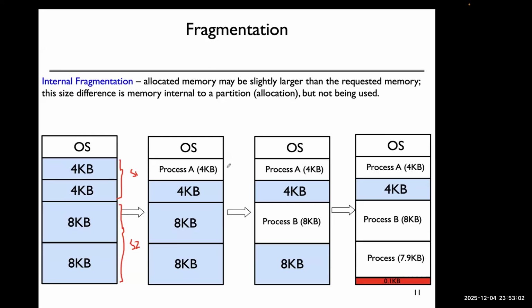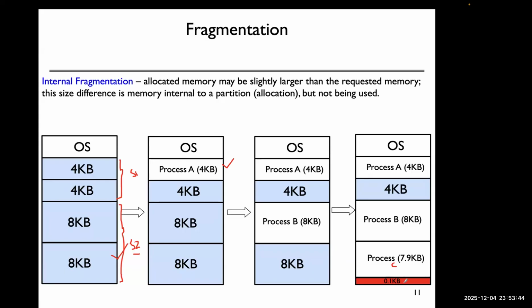So as shown here in this example, process A gets a chunk from set 1. Now let's say after that we get a request for process B, which requests a memory of size 8 kilobyte. So we allocate the chunk from the set S2, right? Now after that, let's say we have another request for process C, and its requested memory size is 7.9 kilobyte. So we will allocate it a chunk from S2, right? But here 0.1 kilobyte is wasted.